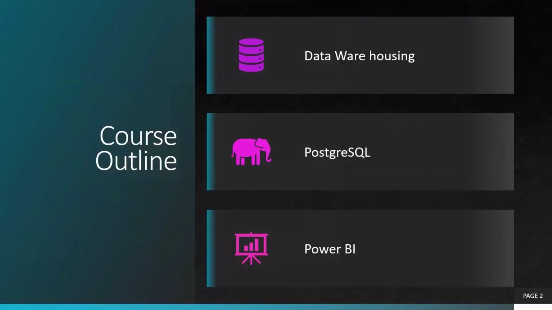Now I'm just going to show you 3 blocks here. Our entire 3 weeks course is divided into 3 parts: data warehousing, PostgreSQL, and Power BI. Power BI is going to be our major subject. Our main target is getting the right level of knowledge on Power BI. At the same time, we are also going to learn about PostgreSQL.